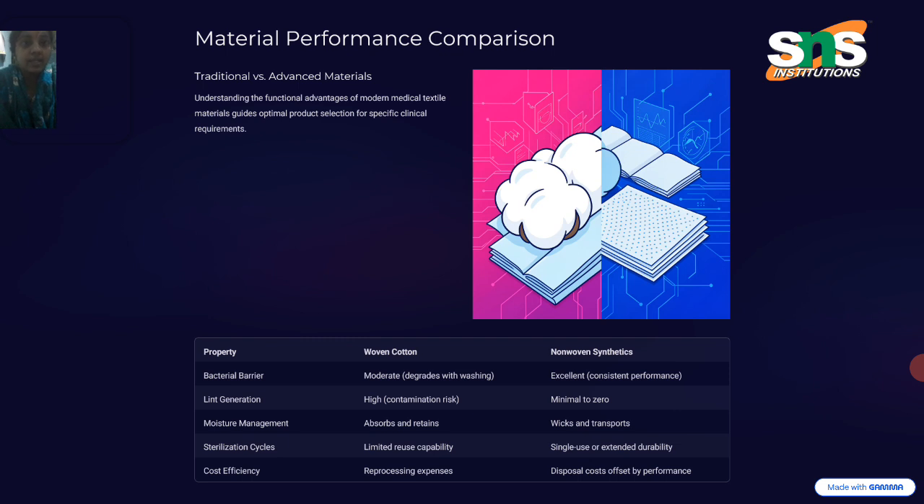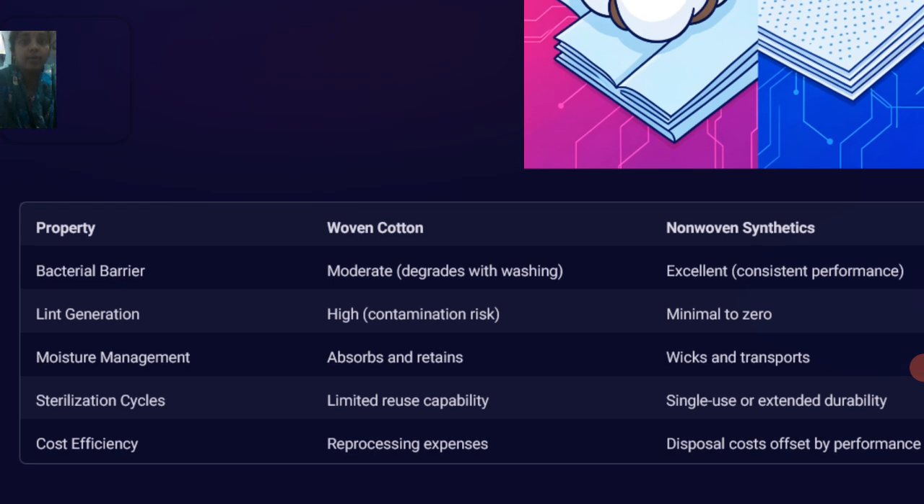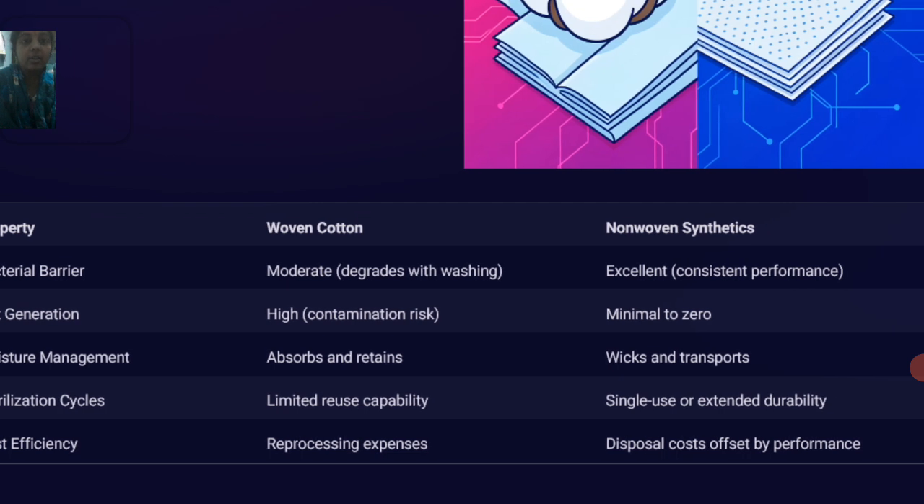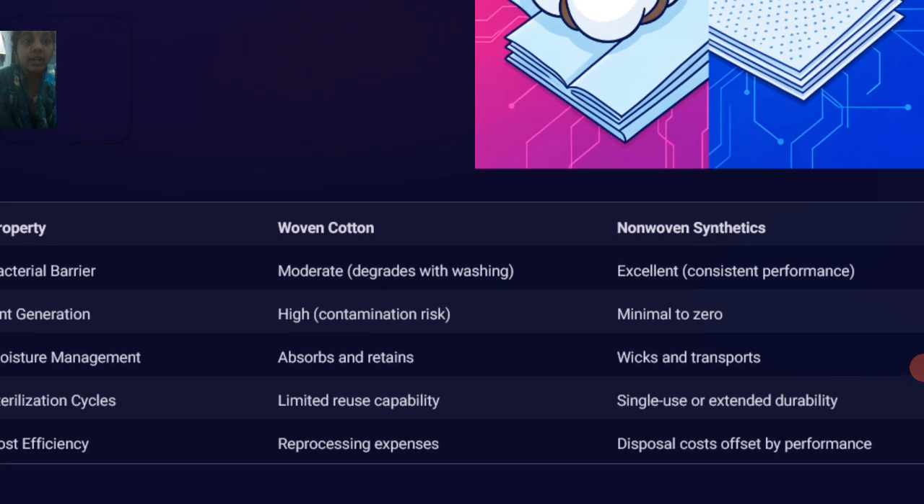Material performance comparisons. We have to concentrate on those things: how we define the fibers or a fabric and what characteristics it should have. For bacterial barrier, woven cotton is moderate, while non-woven synthetics are excellent. Lint generation is high in woven cotton. So, the contamination risk is minimum, close to zero, in non-woven synthetics. Next is moisture management: woven cotton absorbs and retains, while non-woven wicks and transports. So, it absorbs and transports.